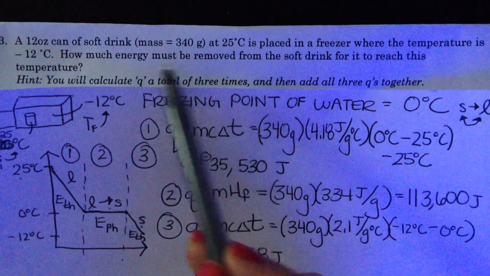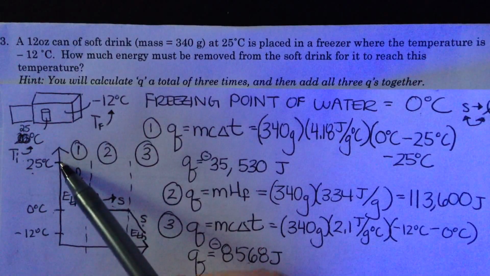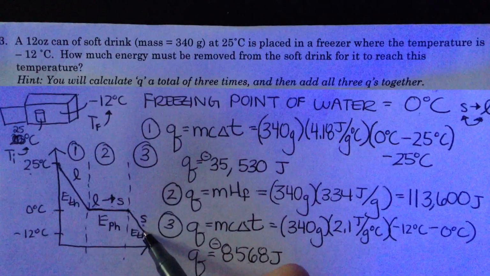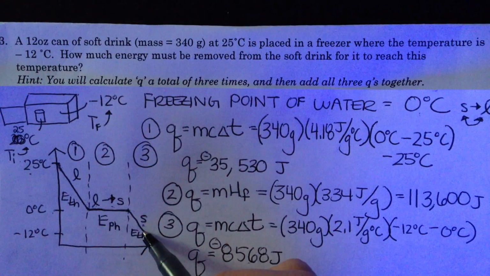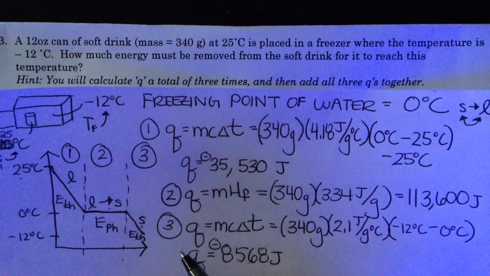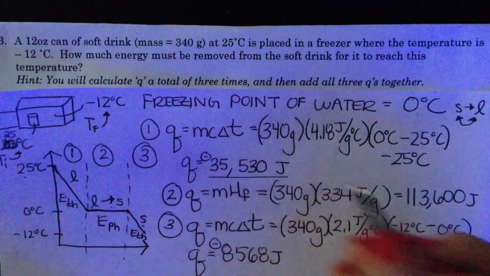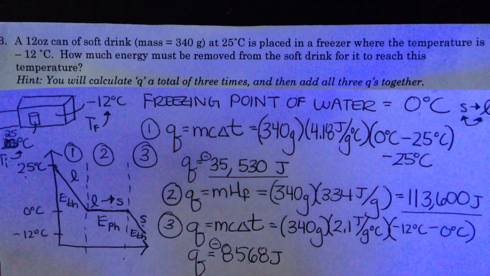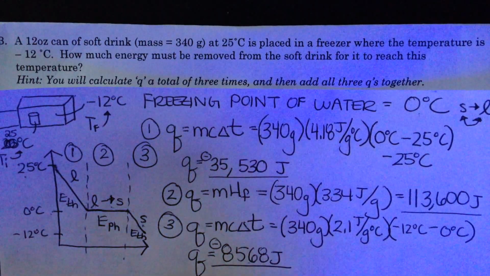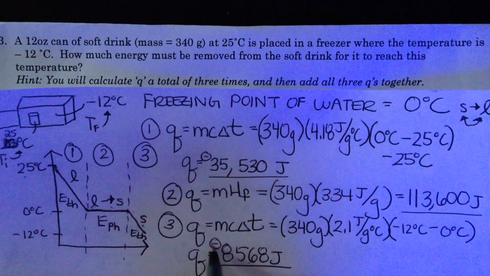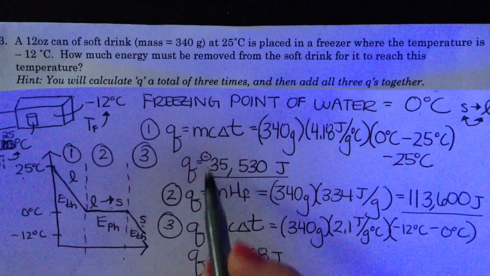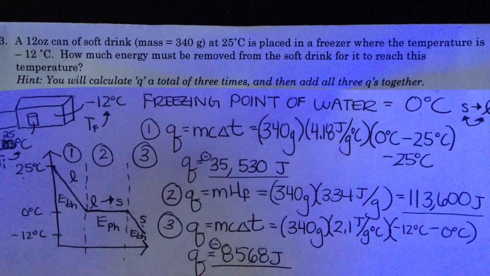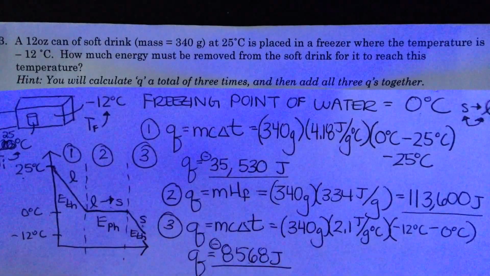Our question asked for the entire process as it started at room temperature and as it ended at negative 12 degrees Celsius. So we have to add all our 3 Qs up. So I'm going to add my first Q, my second Q, and my third Q. When I do this, I'm going to ignore these negative values because that just means the energy is released. The energy is released the entire time. We're just trying to figure out how much of the energy is released.